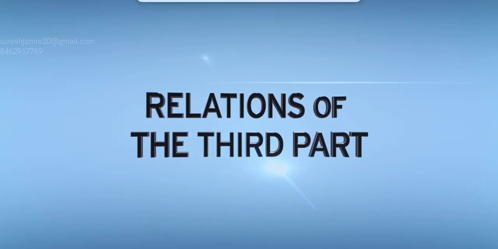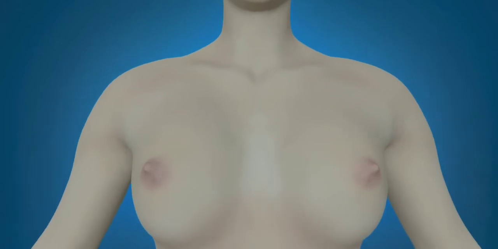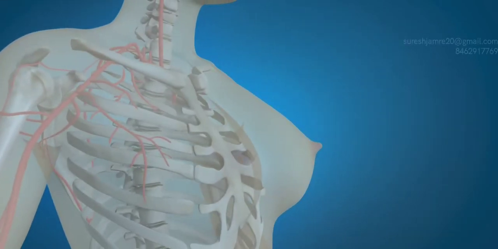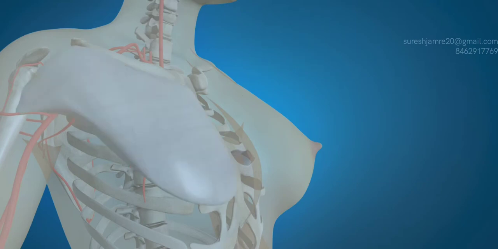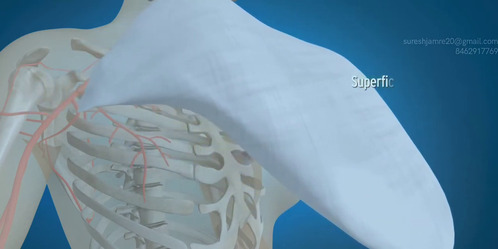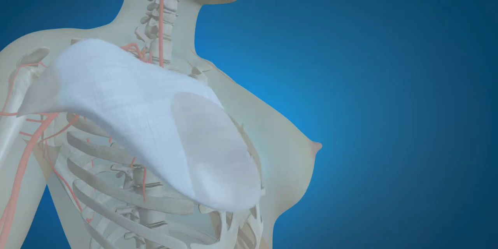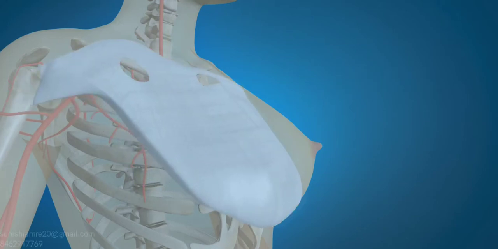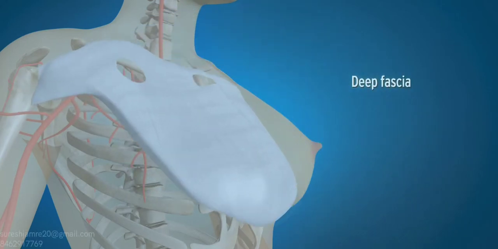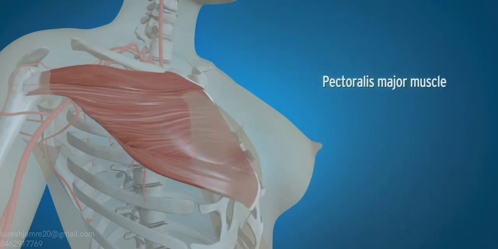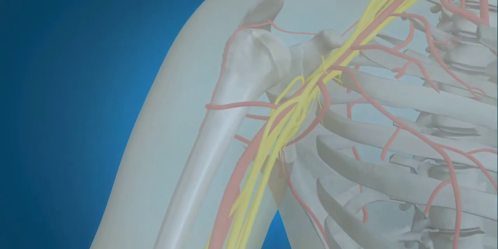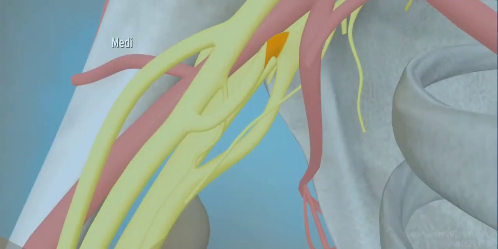Relations of the third part. Third part of axillary artery is related to the skin, superficial fascia, deep fascia, pectoralis major muscle in the upper part, medial root of the median nerve.